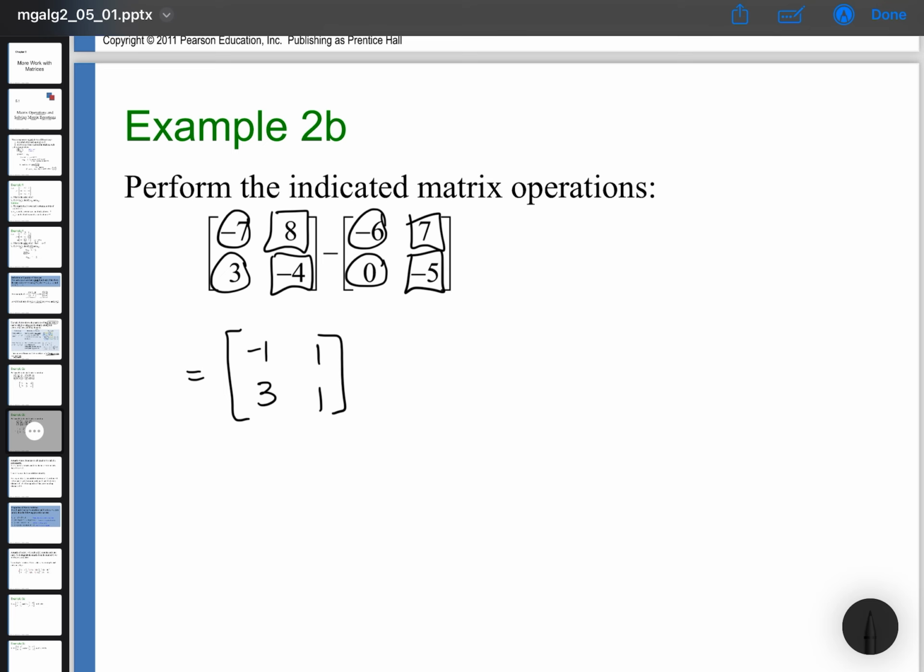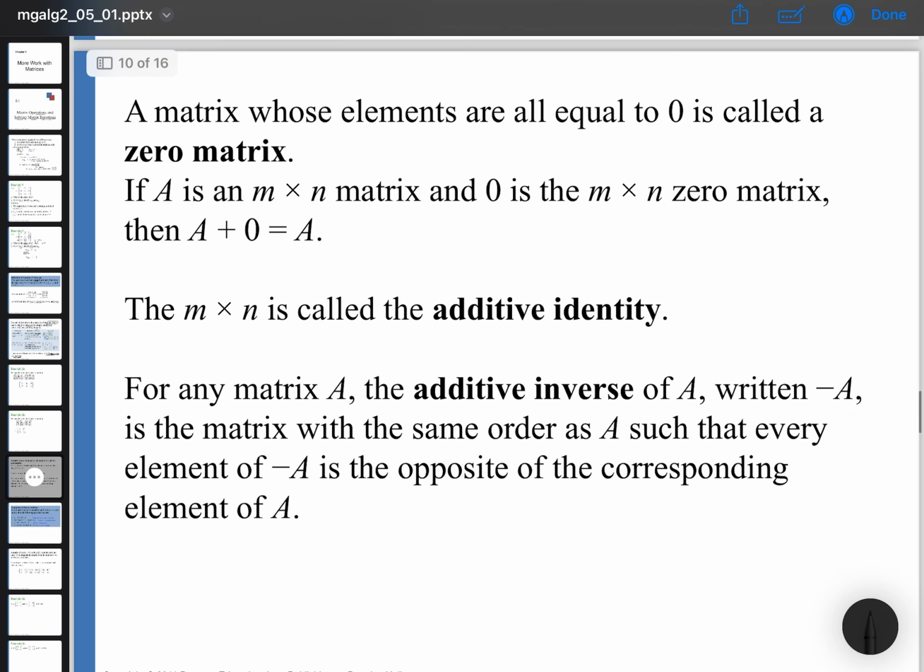All right, we're going to define another thing here. A matrix whose elements are all equal to 0 is called a zero matrix. So if I had a 2 by 2 matrix, but all of the elements were 0, that would be an example of a zero matrix.